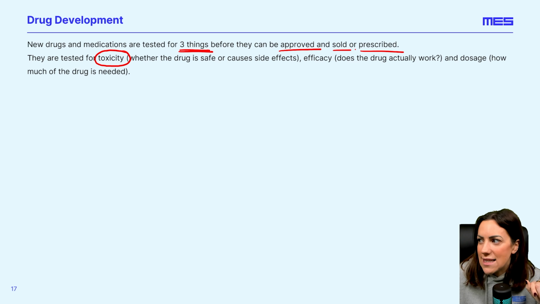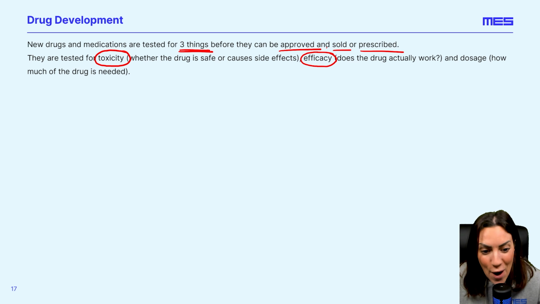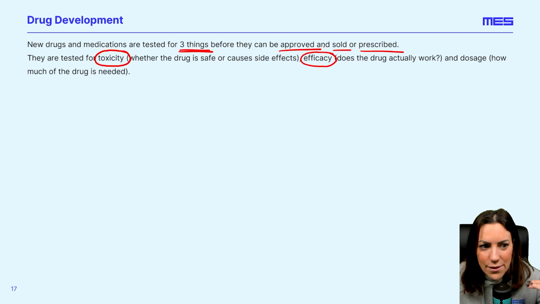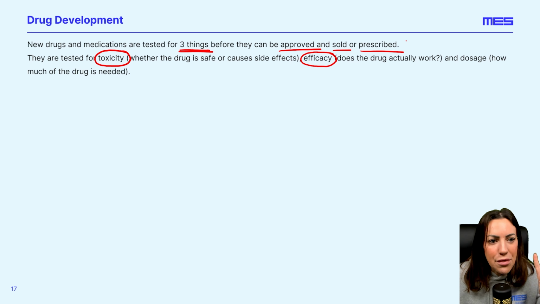The second thing it's tested for is efficacy. Or put more simply, does the drug actually work? Does the drug do what it's supposed to do? So if the drug is used to treat migraines, does it actually help relieve migraines? If the drug is used to treat cancer, does it actually help to treat the cancer? Does it actually work? And the third thing is dosage.